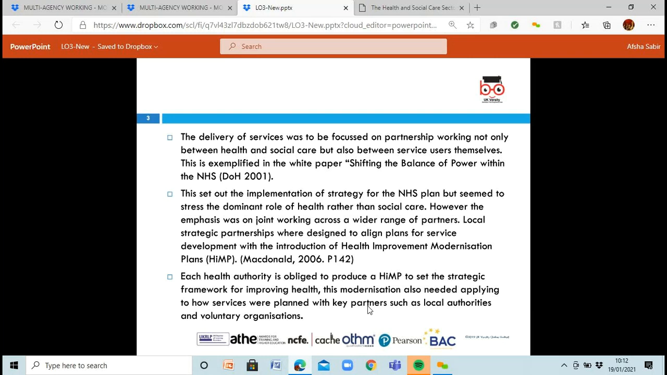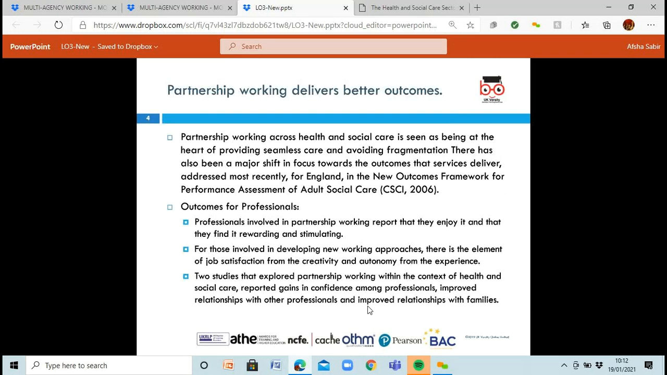So we're going to look a little bit more at partnership working. Partnership working is done across health and social care, and it's actually the heart of how care is delivered. It's trying to create a seamless care system and to avoid fragmentation. When I say fragmentation, I mean avoid it being distorted or broken up, or with people falling out of the system. They're trying to make it seamless so that everybody under their care can actually get looked after.